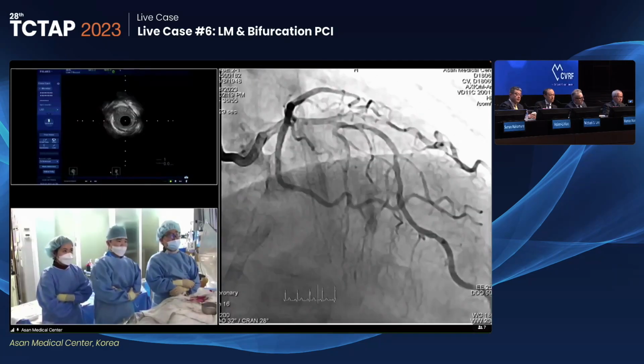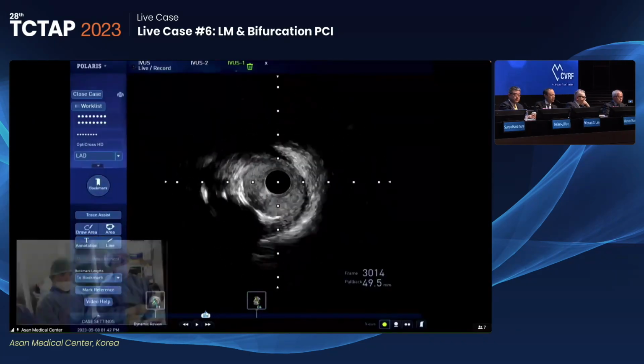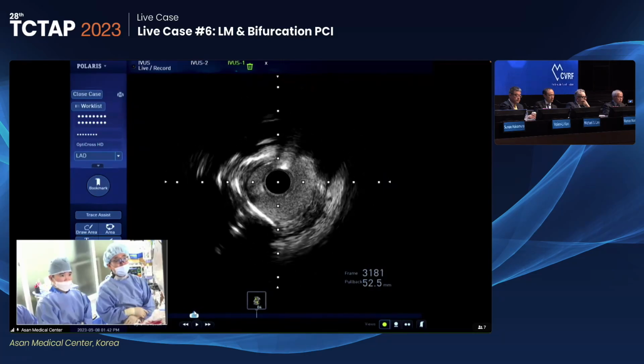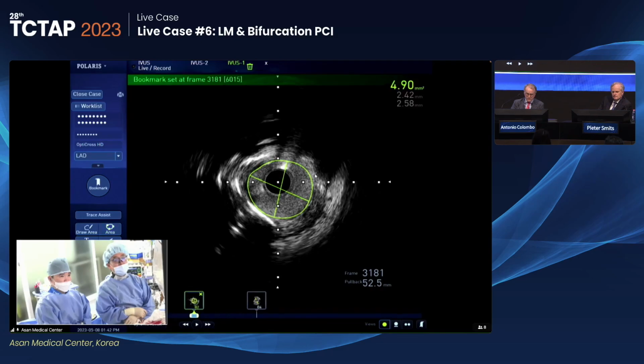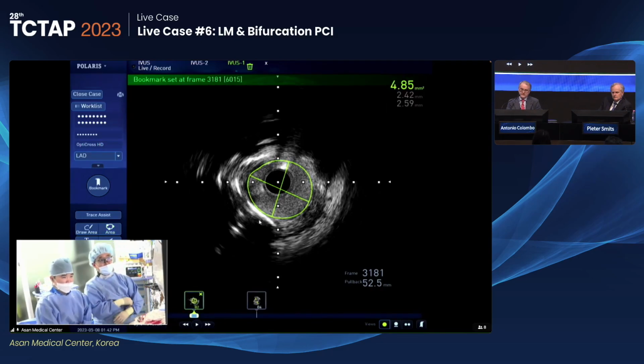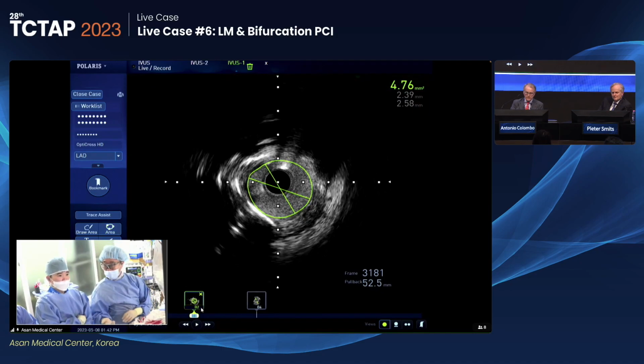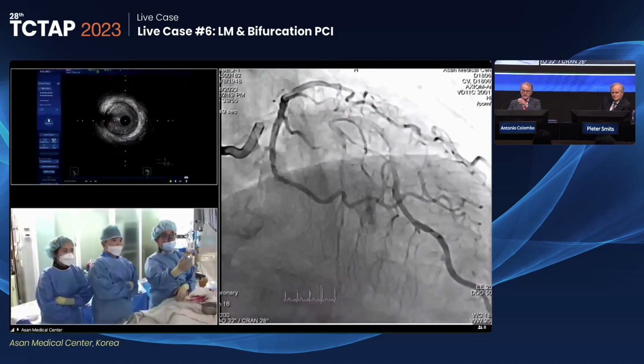Okay. MLA, this is the distal left main. Here is the distal left main. Here it is 4.9, 4.85. Also, we're going to show you the circumflex that we already evaluated.